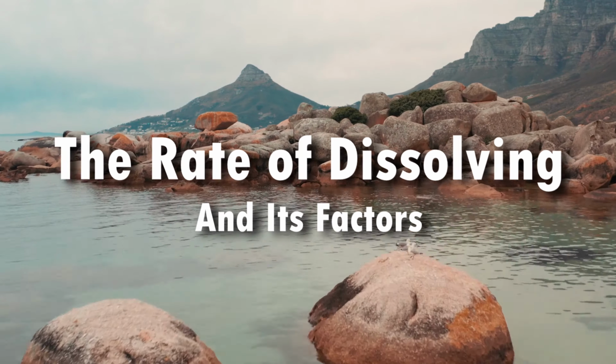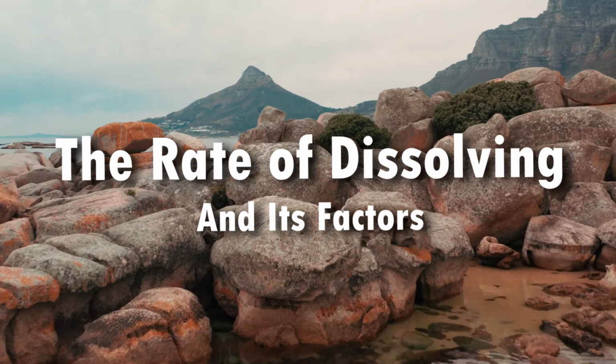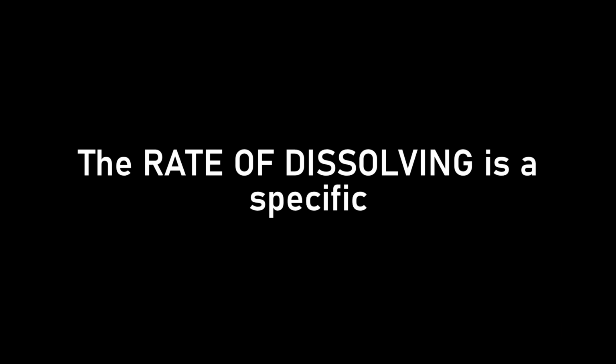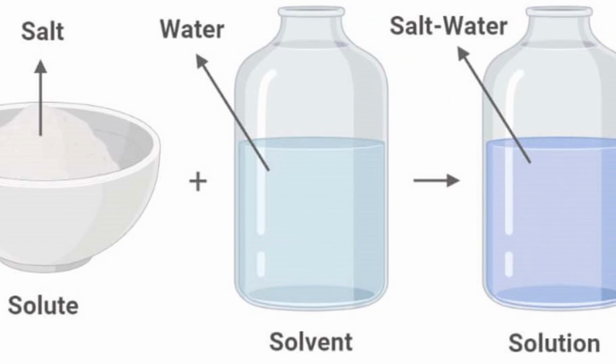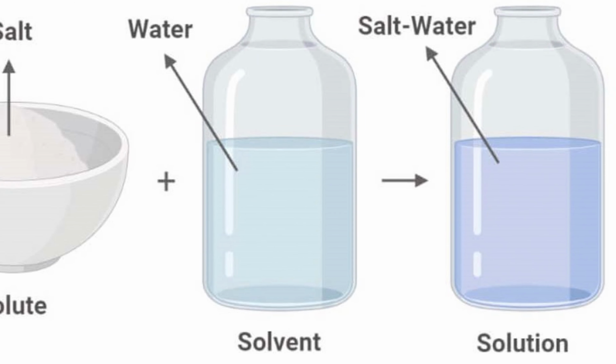Hello! Today we will be discussing the process of dissolving and factors that affect the rate of dissolving. The rate of dissolving is a specific measure that determines how quickly a solute can dissolve in a solvent. The rate of dissolving is mainly a concern when preparing a solution with solid solute and a liquid solvent.